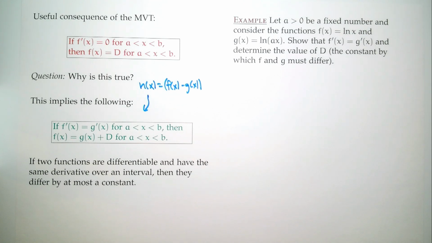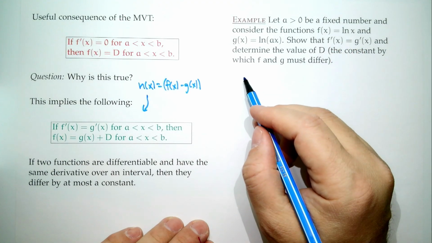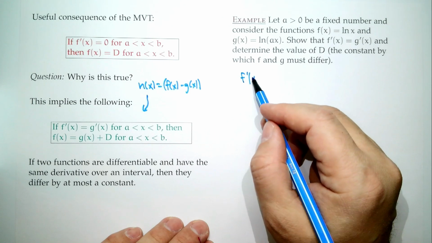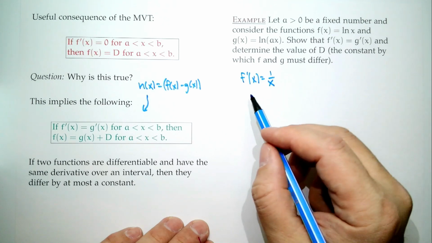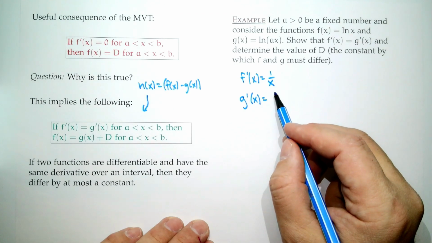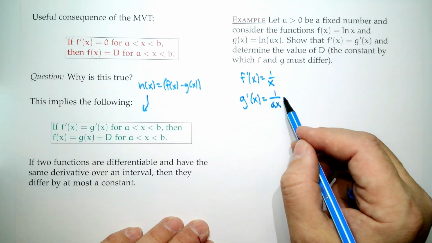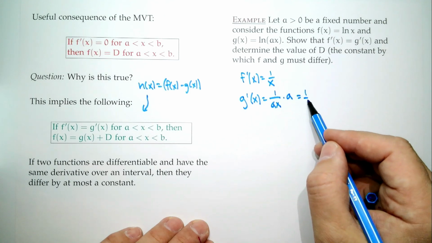So suppose I have some number a greater than 0. And suppose I have two functions, f of x equals log x and g of x equals log of a times x. Let's show that f prime of x equals g prime of x. So let's just quickly do that. The derivative of log x, what is that? 1 over x, because log x is one of our functions we know. Derivative of g prime of x, by the chain rule, 1 over the inside times the derivative of the inside. But now the a's cancel, we get 1 over x.